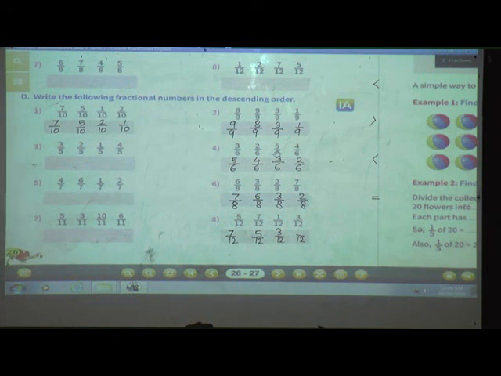Okay, clear? Okay, so in this way today we have completed exercise 2.7. Okay, so you have to solve all the remaining sums, and in the next session we will see the next part.